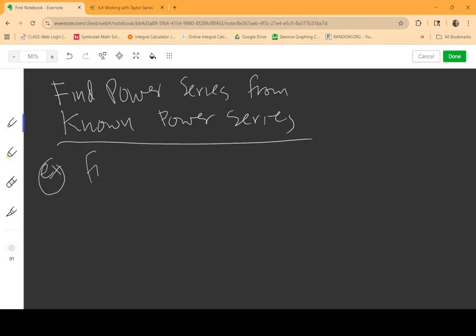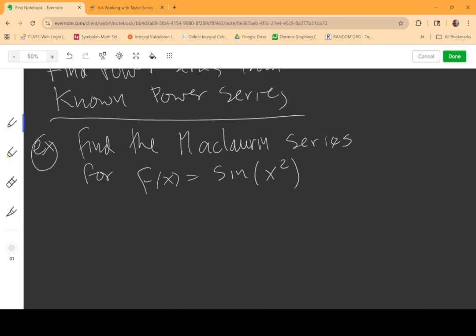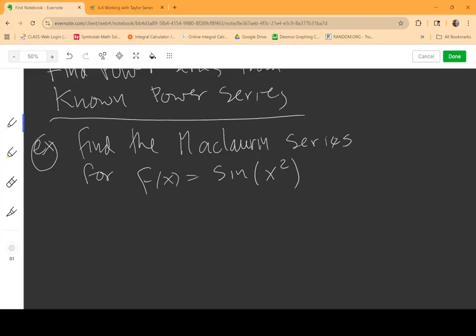All right, so for example, let's say I want to find the Maclaurin series for f of x equals sine of x squared. Looking at this, that's my sine function here. So when it comes to sine of x squared, I just take the x and replace it with x squared.